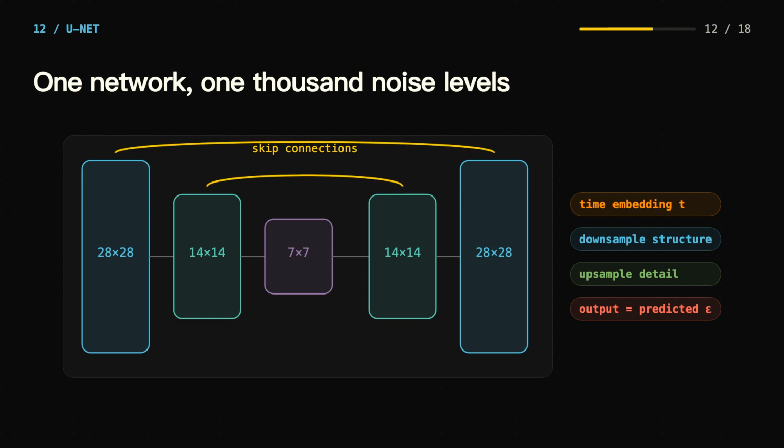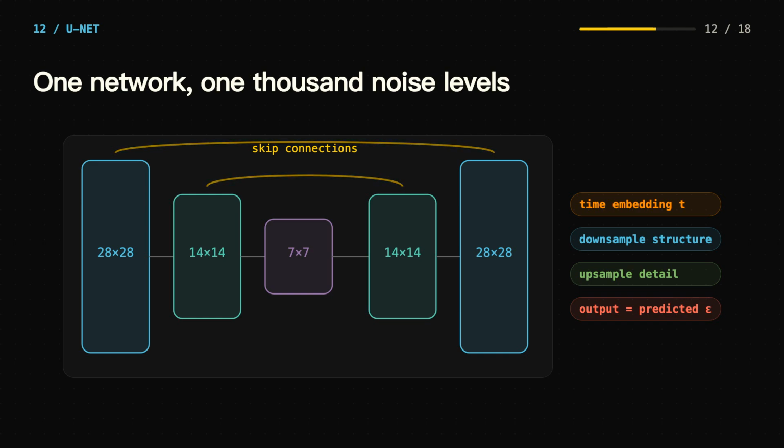At t equals 900, the input is almost pure noise. At t equals 10, it is close to a clean image. Those states require different prediction strategies. The downsampling path aggregates large-scale structure. The upsampling path restores spatial resolution. Skip connections carry earlier detail into the matching high-resolution layers.